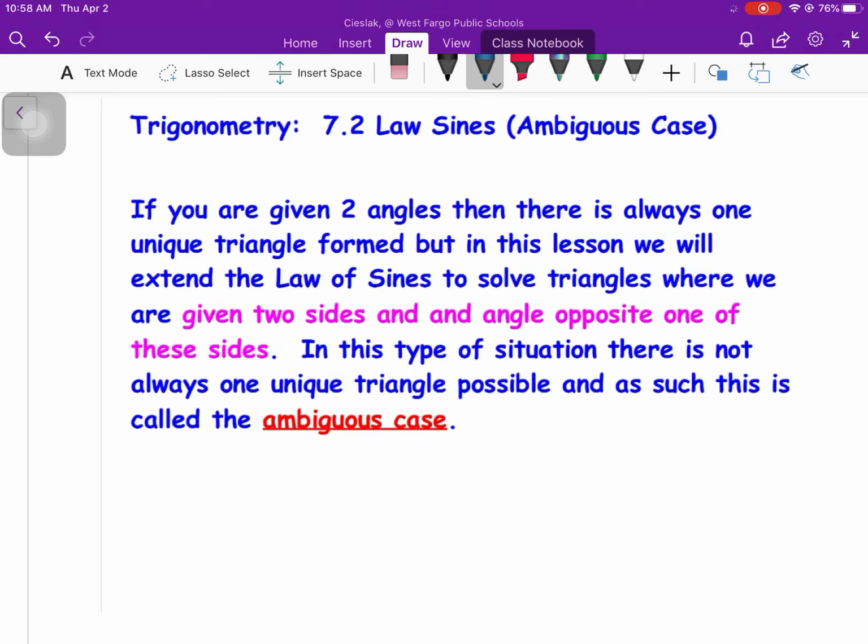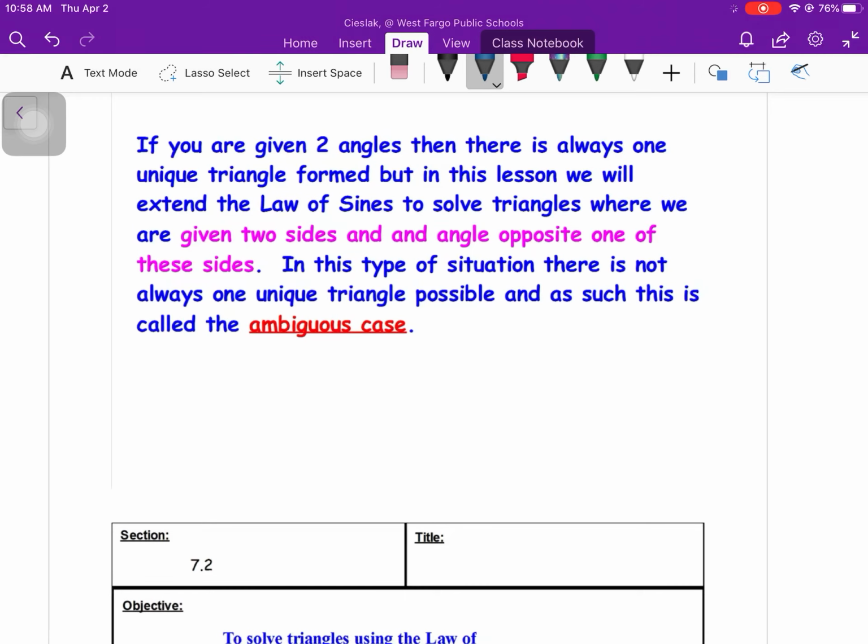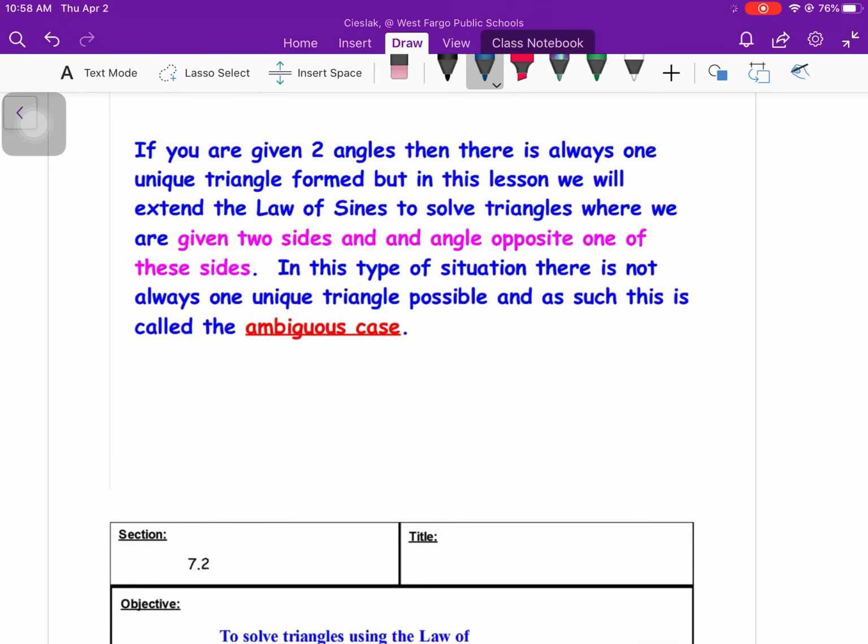It says if you are given two angles, then there is always one unique triangle formed, but in this lesson we're going to extend the Law of Sines to solve triangles where we are given two sides and an angle opposite one of these sides. In this type of situation, there is not always just one triangle, and this is why we call it ambiguous, okay? Because there's a couple of different options, it's up in the air.